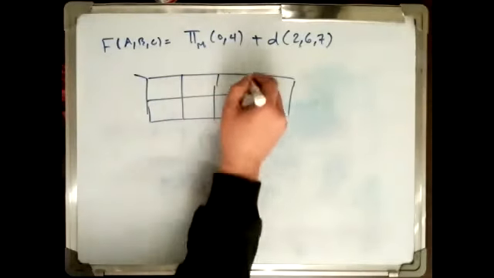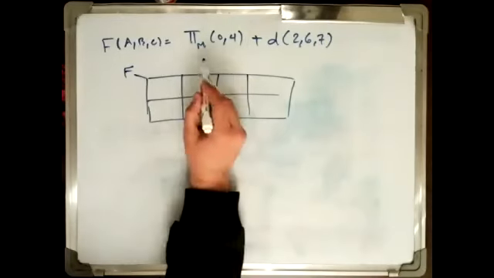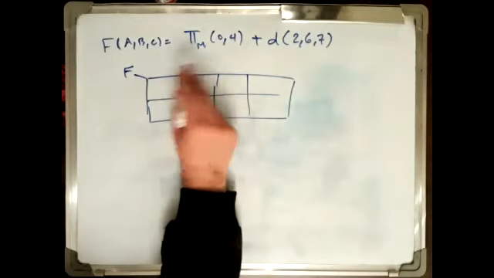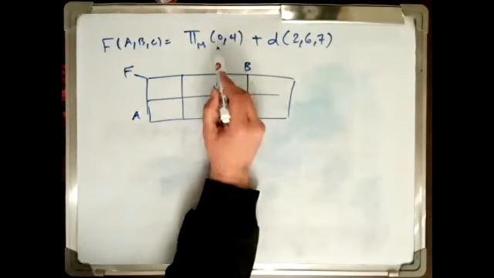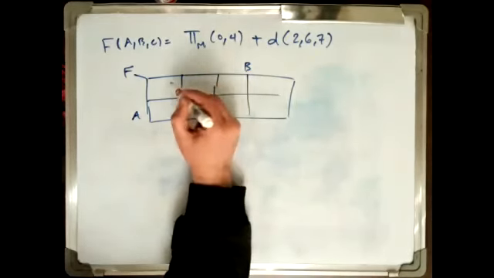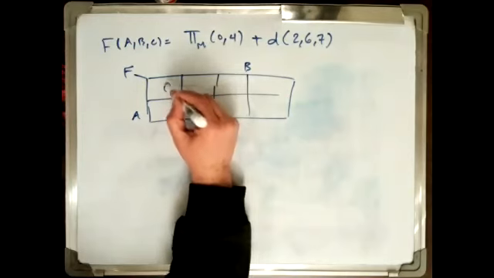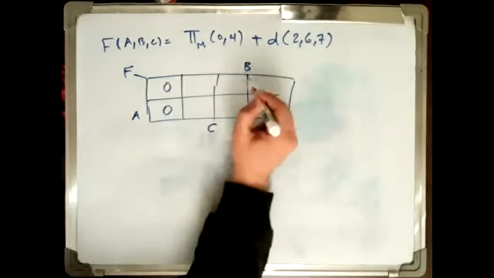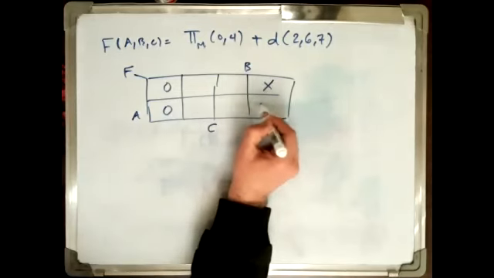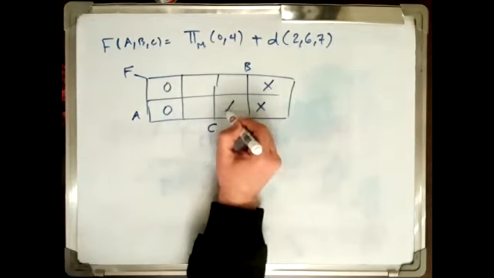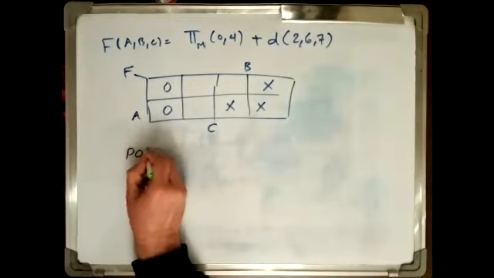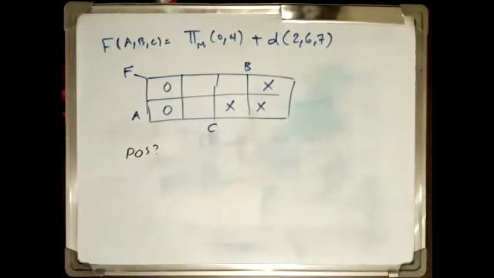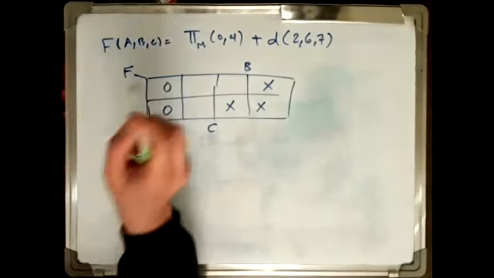This is the map. This is for f and the function is a b c. So we have max terms at 0 and 4. So these are the max terms, which are the zeros. Don't care 2, 6, and 7. All right. فالآن what is required is to find the POS for F, right? هذا المطلوب. So we need to combine zeros.